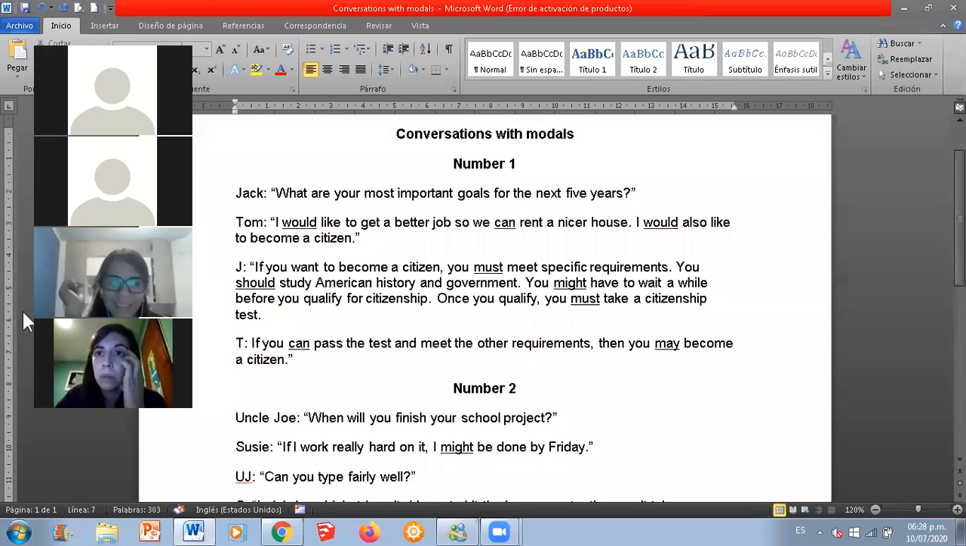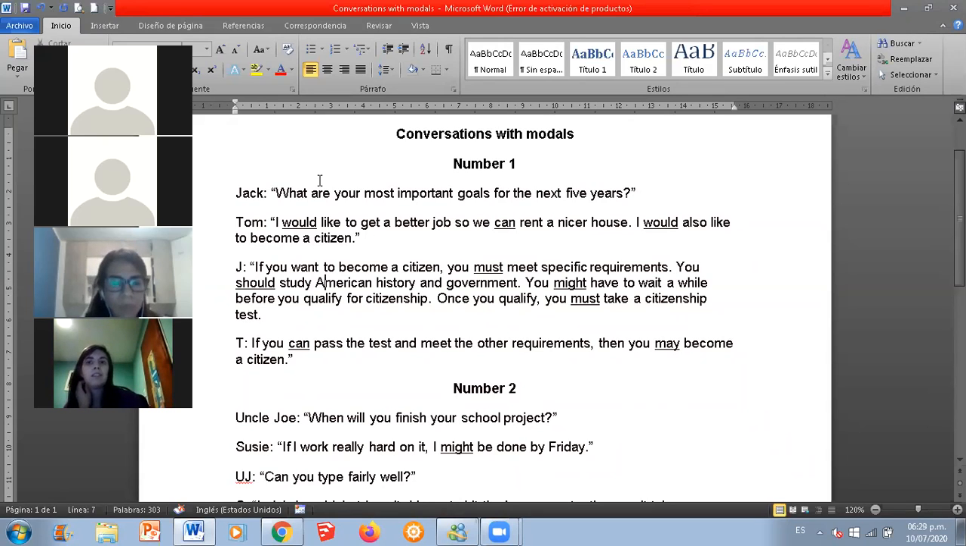Doing classes. I would like to get a better job so we can rent a nicer house. I would also like to become a citizen. If you want to become a citizen, you must meet specific requirements. You should study American history and government. You might have to wait a while before you qualify for citizenship. When you qualify, you must take a citizenship test. If you can pass the test and meet the other requirements, then you may become a citizen.